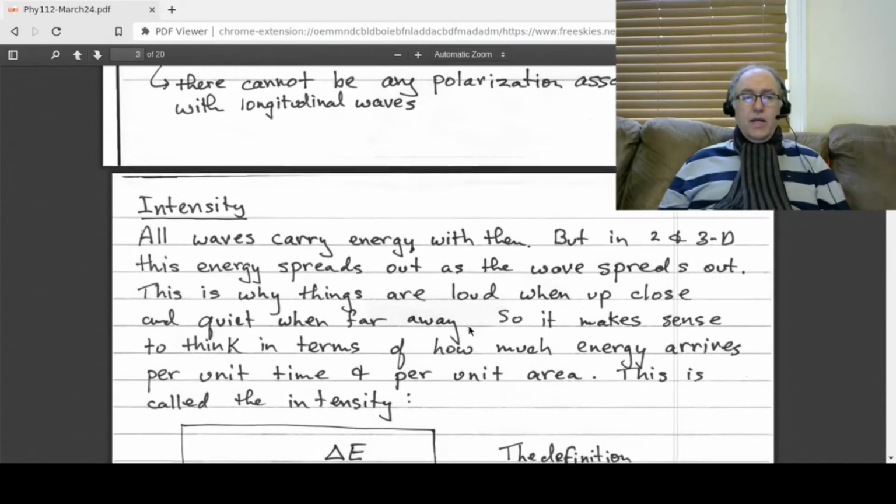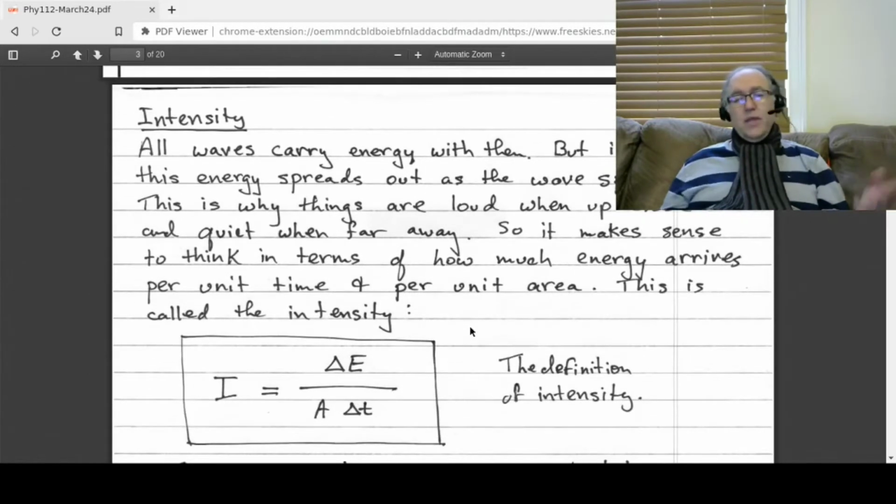The next thing we're going to study is qualitative, there's really no formulas in that part. But the next thing we're going to study is intensity. All waves carry energy with them, but again, I'm going to focus on sound.